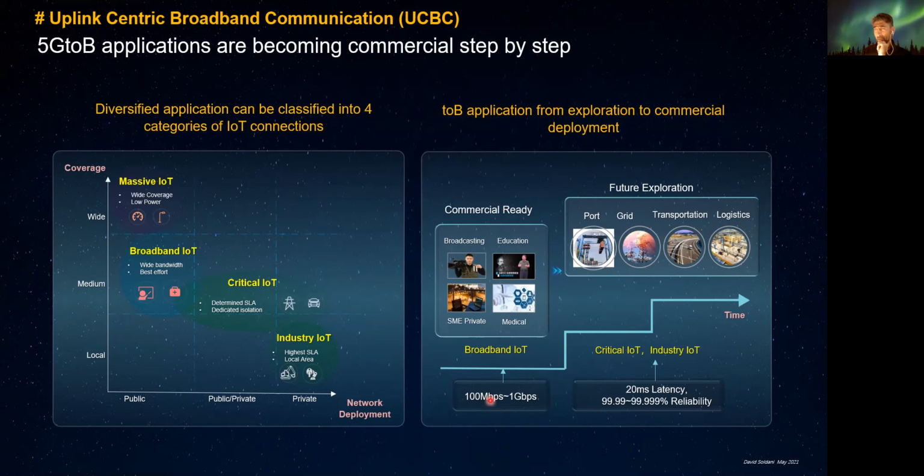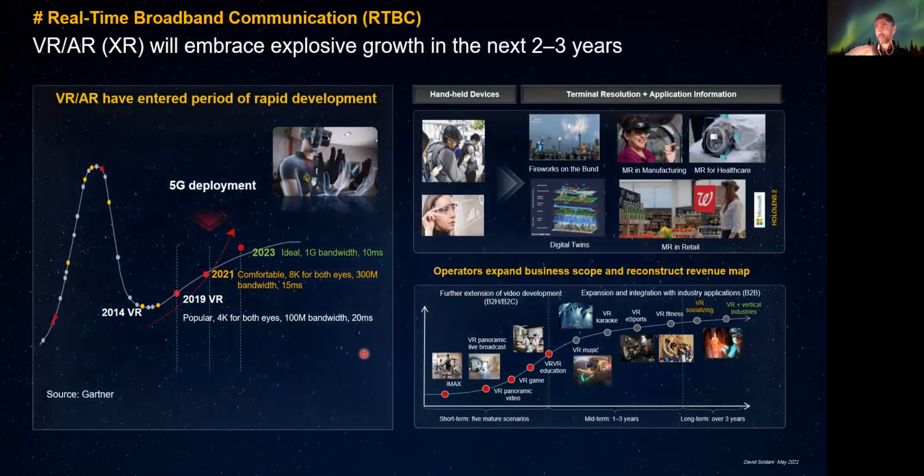The broadband IoT, as the system nicely supports speeds above 100 megabit per second, and later, as the system evolves, we will be able to support also critical IoT and industrial IoT, demanding much more stringent requirements in terms of latency and reliability. Real-time broadband communications are especially about virtual reality and augmented reality, which is expected really to explode in the next 2 to 3 years.